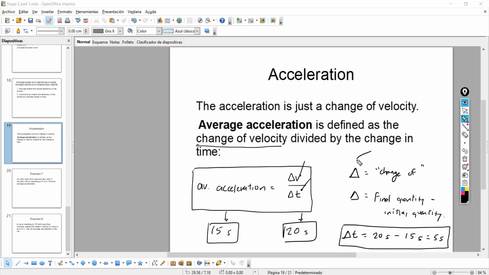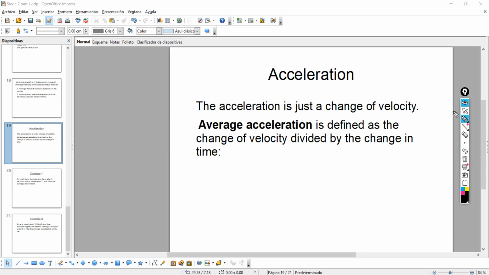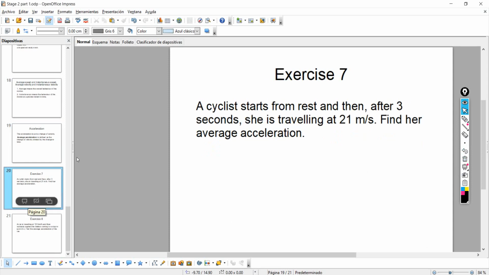And if you didn't know, this is actually a letter in the Greek alphabet, and it's called delta. It's the fourth letter in the Greek alphabet, delta. So that's what it means. Change of velocity over change of time. That's what the average acceleration is. Now let's see two examples of what I mean by this. Let's calculate the average accelerations of two motions.